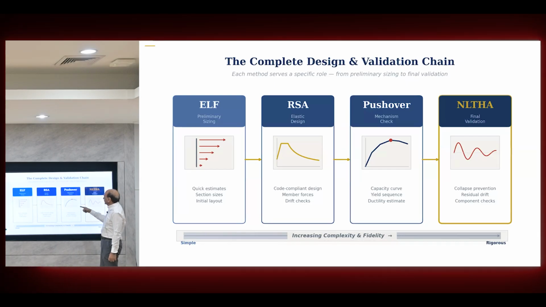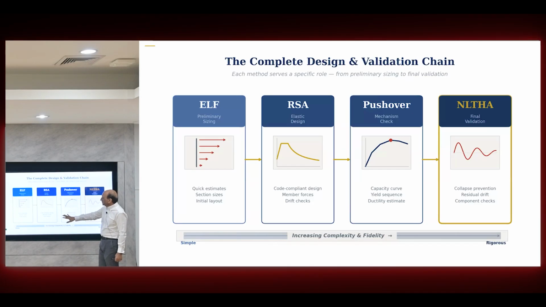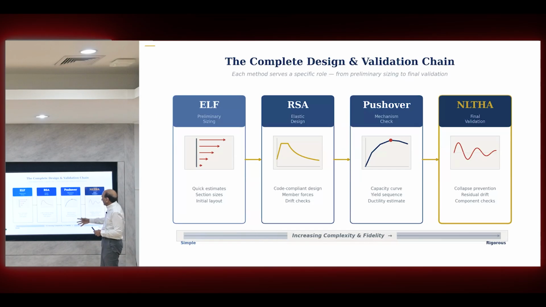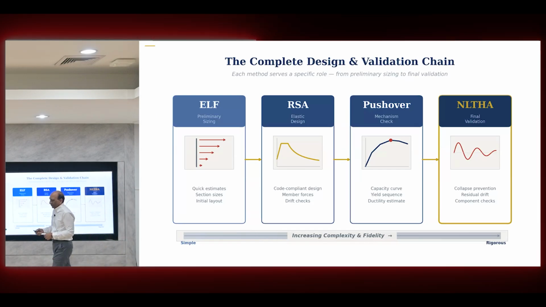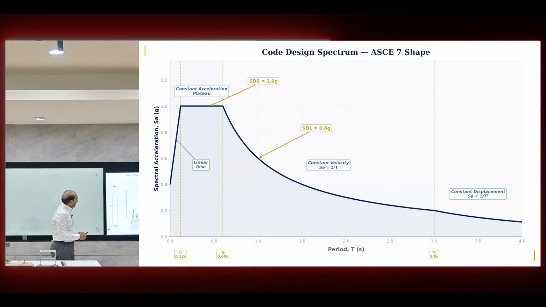Then from there, you can either do a pushover or nonlinear, or you can go to linear and then come here. So this is the way that reliable design can be done. So now we can talk about pushover, and then we can talk about the nonlinear time history analysis also. So we already talked about that.